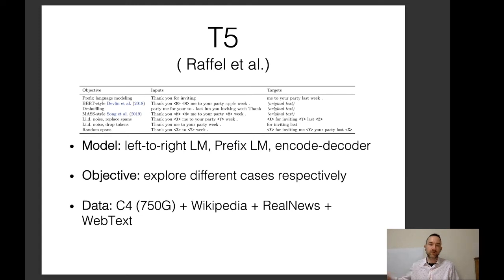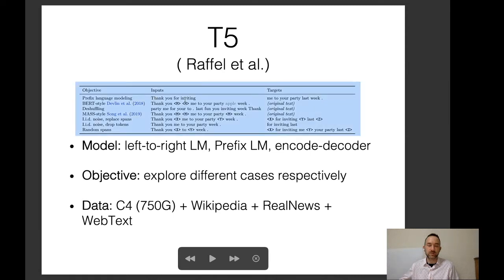For example, they try prefix language modeling, where they have the inputs and then they have the targets. They try a BART style approach where you try to generate the original text. They deshuffle, they do a mask style approach, and they replace spans, drop tokens, pick random spans, and many other different things. So there's a pretty extensive exploration here.